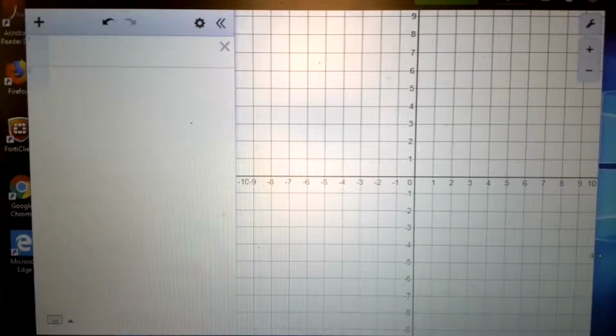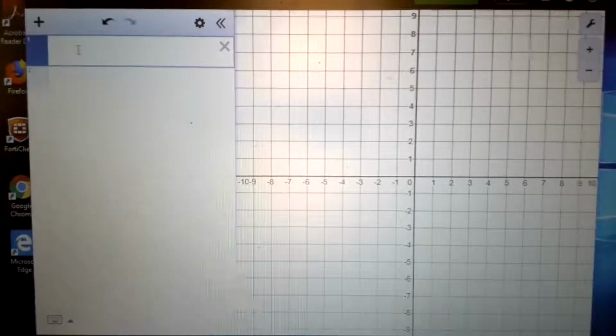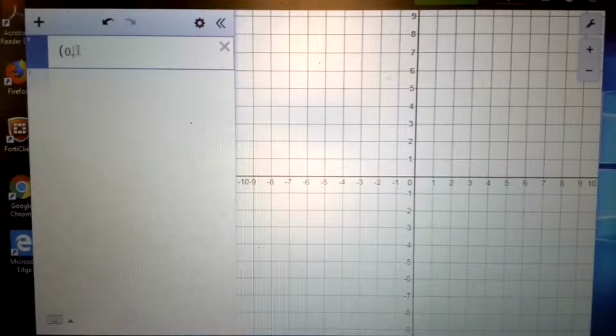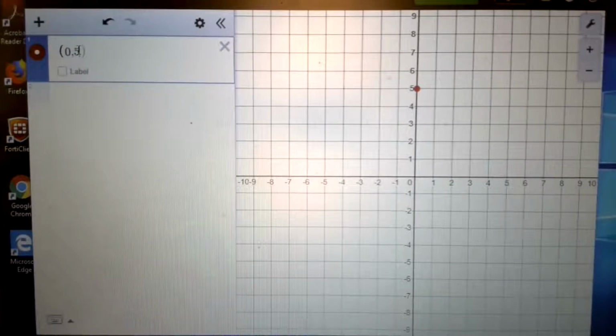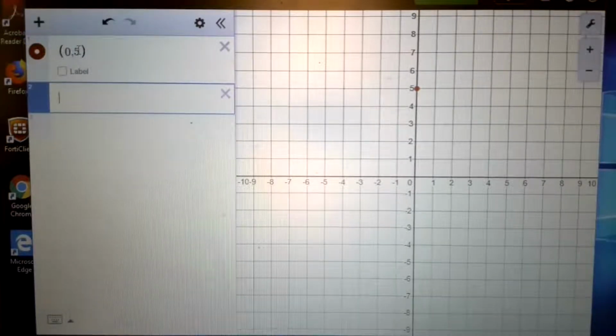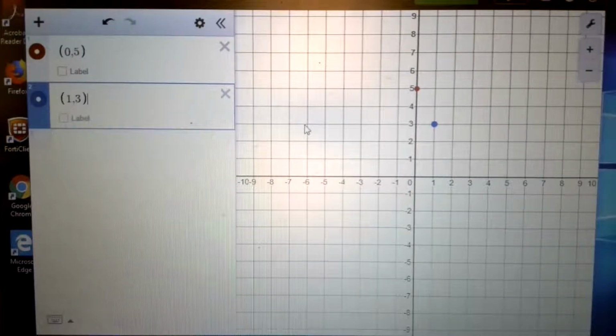So we've got some points here. We had 0, 5. So let's see where that is. X value is 0, y value is 5, puts me there. So we'll go ahead and put that one in. The next one we had is 1, 3. X is 1, y is 3, puts me here. Next we have 2, 1, x is 2, y is 1, all in first quadrant.